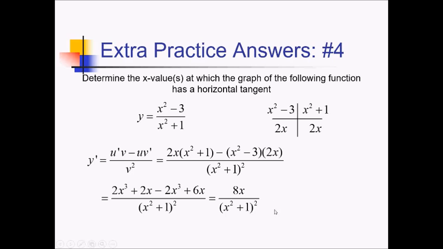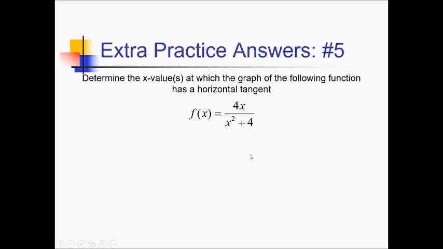So now I'm just going to set this whole thing equal to 0, and if I'm trying to zero out a fraction, I just need to zero out the numerator. So I've got 8x equals 0 when all is said and done, and that happens at x equals 0. And just as a quick check, if I plug 0 in for x, I'm not going to get 0 in the denominator. So this is a valid location for a horizontal tangent, and we are done.